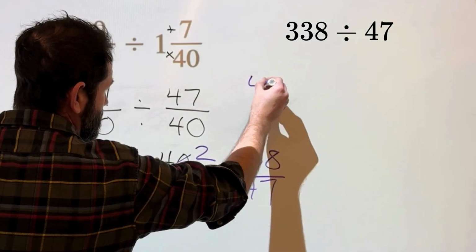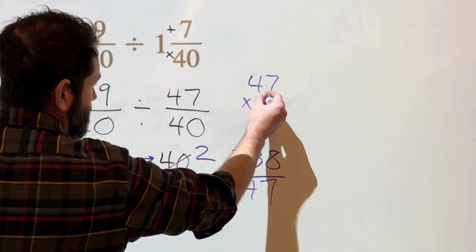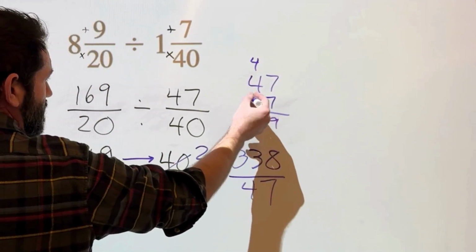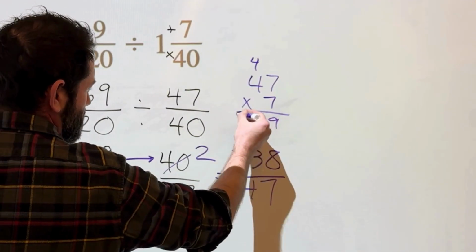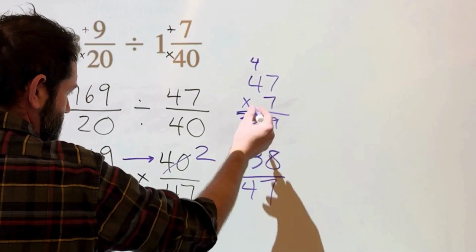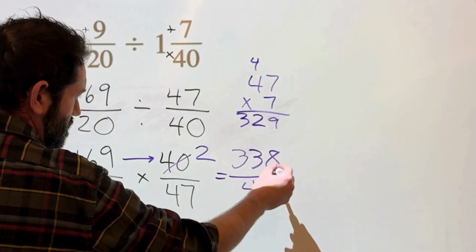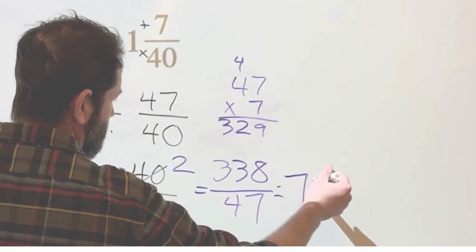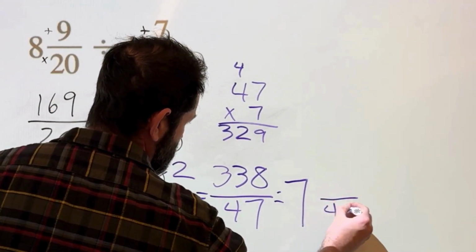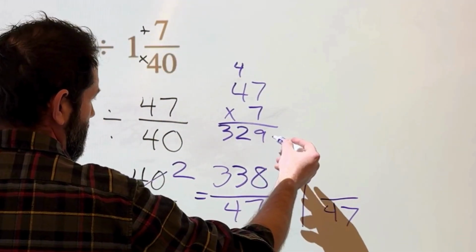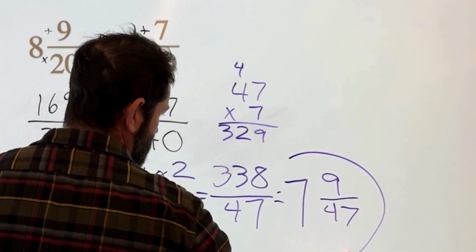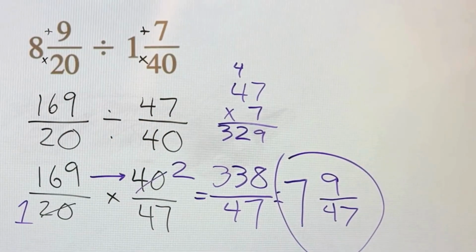I'll work here, I'm going to do 47 times 7. 7 times 7 is 49. 7 times 4 is 28, plus 4 is 32. So 7 of them. So 338 47ths is going to be equal to 7, with 47 as the denominator, and with 9 left over. So 7 and 9 47ths.